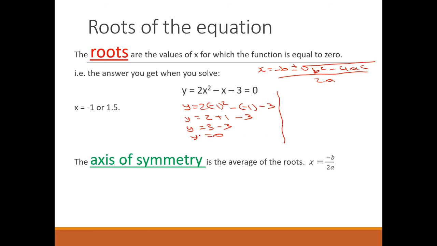All right, so we see when we substituted the negative 1, we got 0. Let's test our other root. Let's see if it's just coincidence. So our y is equal to 2 bracket 1.5 squared minus 1.5 minus 3. Our y now is equal to 1.5 squared, which will give us 2.25, and our 2.25 times 2 will give us 4.5.